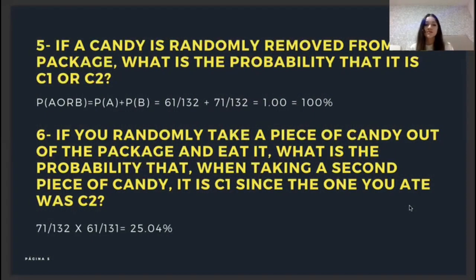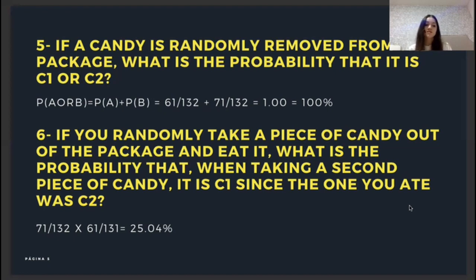If a candy is randomly removed from the package, what is the probability that it's going to be candy number 1 or candy number 2? So in this case, you have to add both of the probabilities, which is going to be 61 over 132 plus 71 over 132, which is equal to 100%.